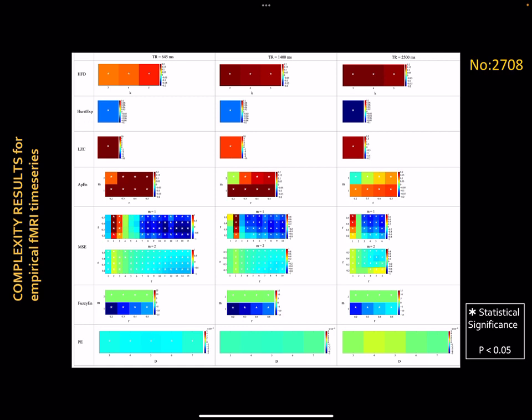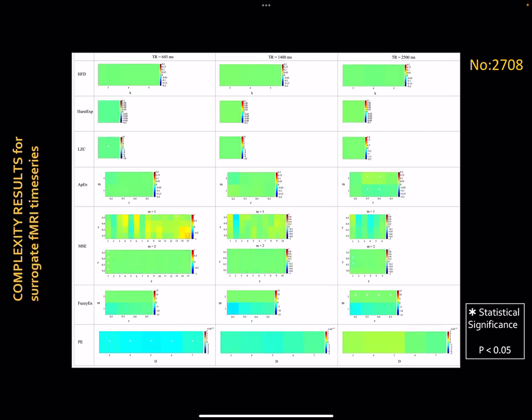Multi-scale sample entropy shows good discrimination between CSF and gray matter for a wide parameter space and in all 3 fMRI protocols. White asterisk denotes the differences of mean complexity that are statistically significant. Complexity results for surrogate fMRI time series signal. There are no significant differences between mean complexity of gray matter and CSF in temporally randomized time series signals.